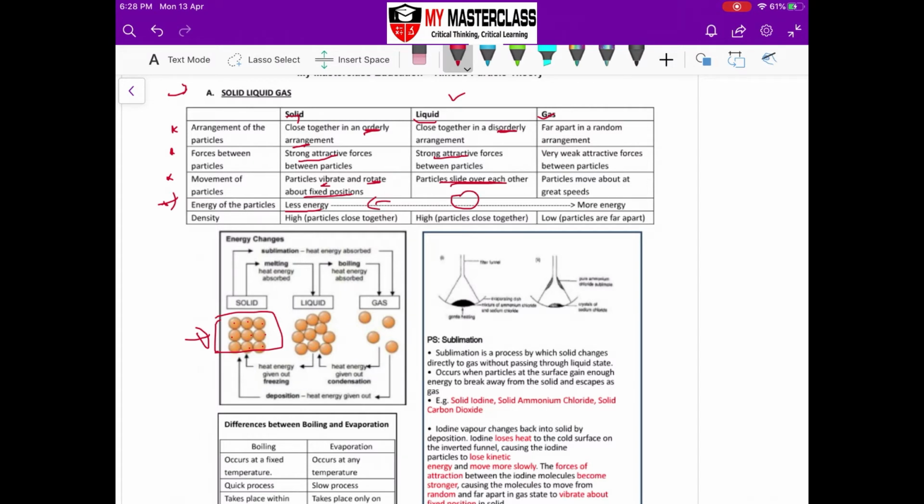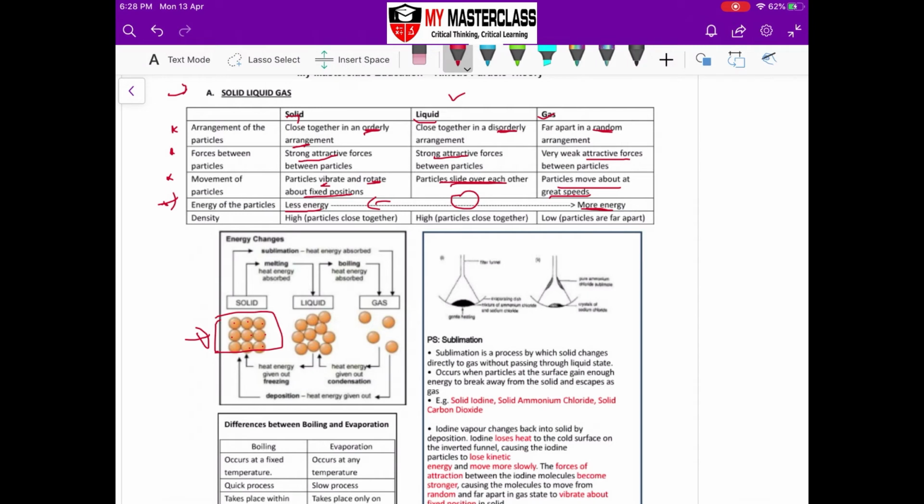And then in your gas, the keywords to use are random, far apart, and moving at great speeds. Because they are far apart, they have very weak attractive force holding the particles, and because they are moving at great speed, they have the most amount of kinetic energy.